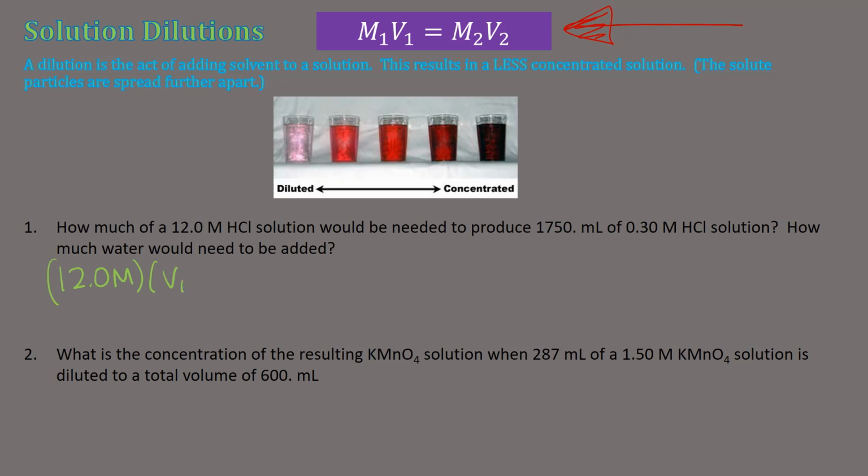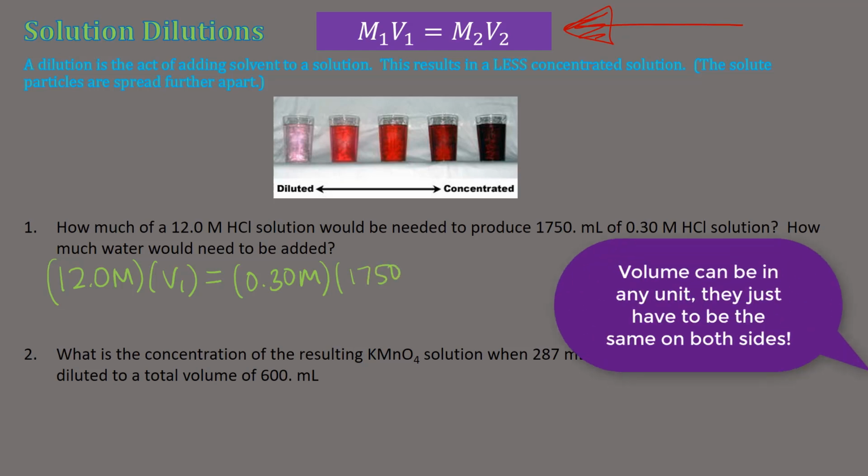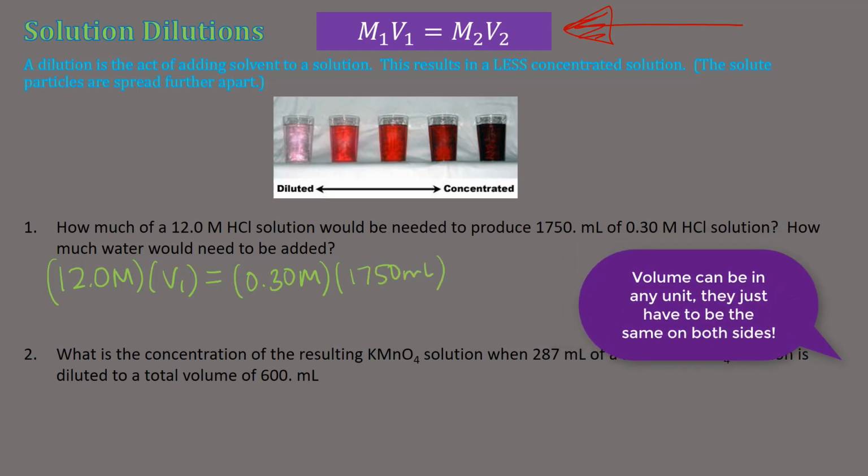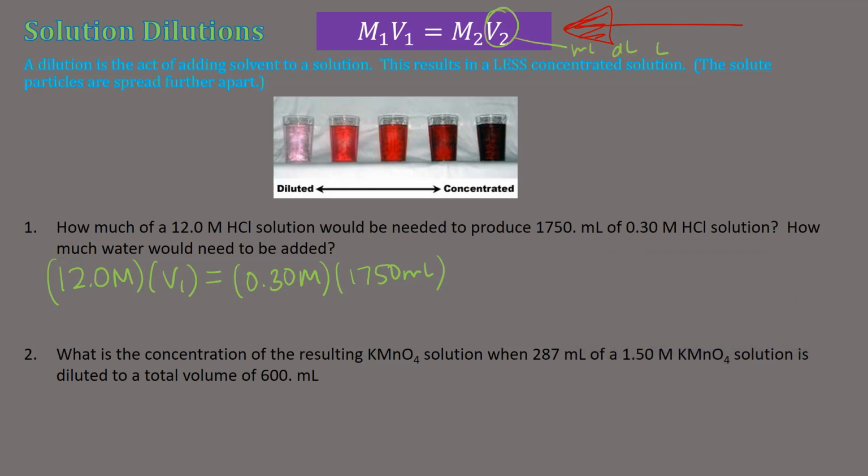And then we're looking for V1, and that's going to be set equal to 0.30 molar, and my V2 is 1,750 milliliters. And your volumes can always be in milliliters, they can be in deciliters, they can be in liters, they can be in cubic centimeters. It doesn't matter as long as they're the same unit on both sides. All right, so I'm going to divide both sides by 12 molar. Molarity cancels out, and I end up getting 43.75 milliliters.